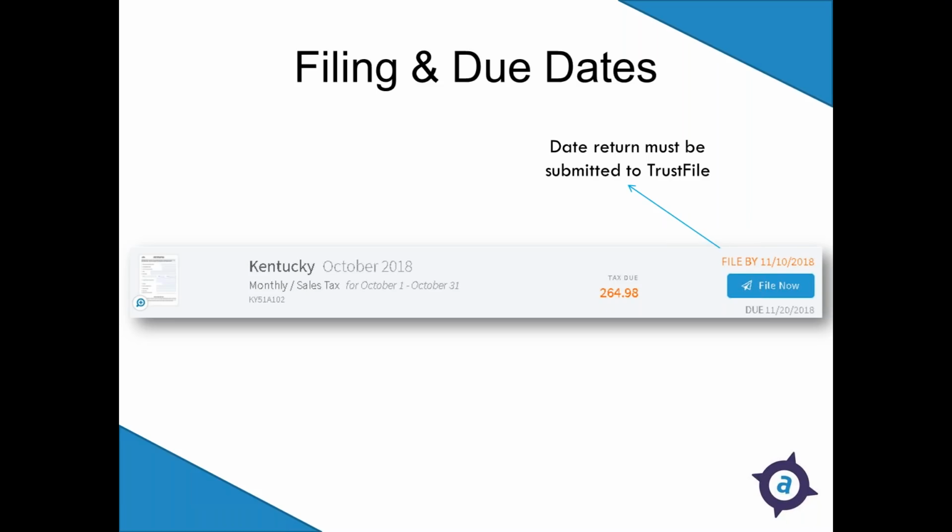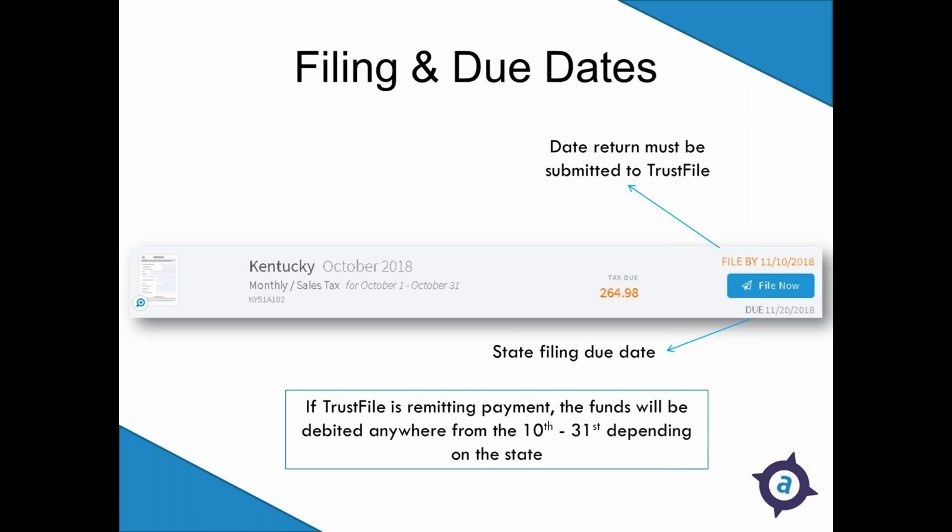All right, so this was something that Bruce started talking about a little bit in terms of the filing dates and the state due dates, so I do want to talk a little bit about that. You'll see here on this clip of the dashboard for this particular state that there is a file by in orange and a due by in gray. The file date is when you have to submit it to Avalara. So if you have opted in for the auto file option, you won't have to worry about this piece.